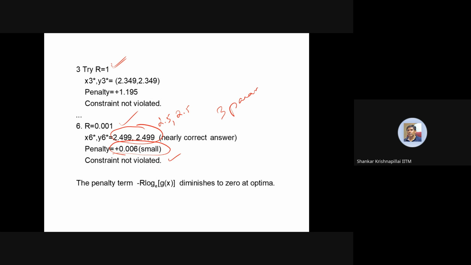So three parameters need to be tracked. First is the convergence, next is the penalty value, and the third is the constraint violation. All three are satisfied or beginning to be satisfied when r equal to 0.001. So the penalty term minus r into log of g of x diminishes to 0 at the optimum.